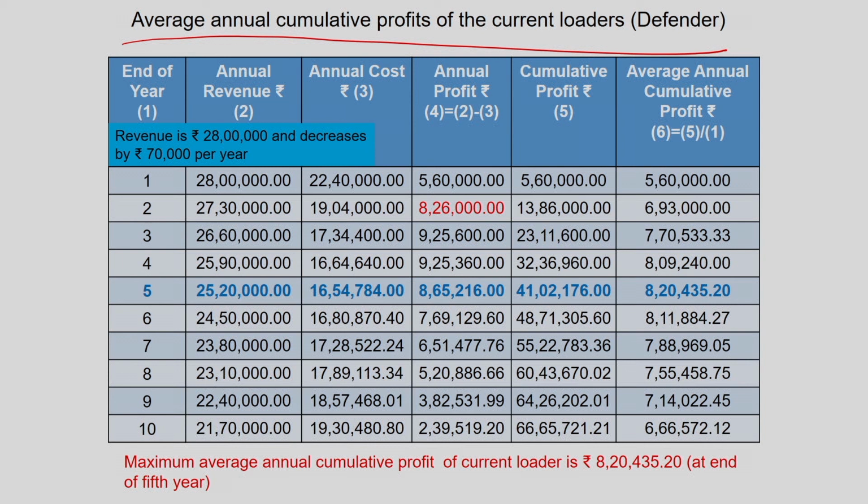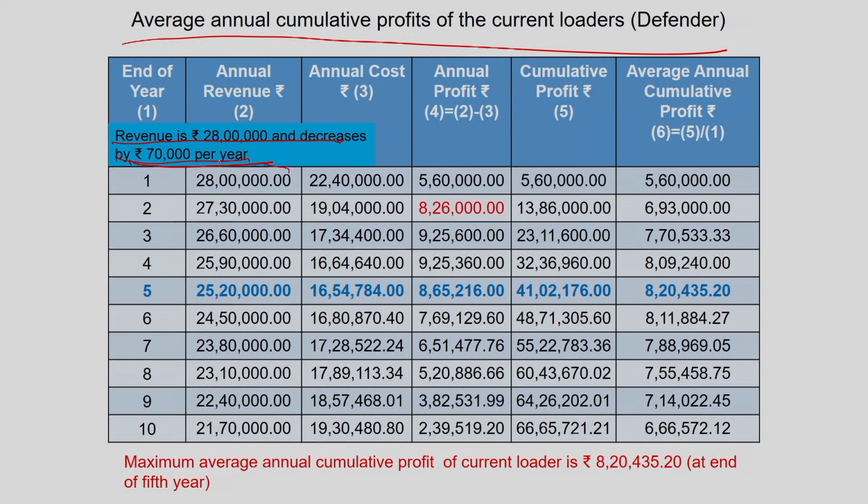Now, as given in the question, the revenue for the current loader is 28 lakh. It decreases by 70,000 every year. As the machine age increases, its productivity will be less and its operating cost will keep increasing. So, there will be a loss in revenue. The revenue keeps decreasing by 70,000 every year.